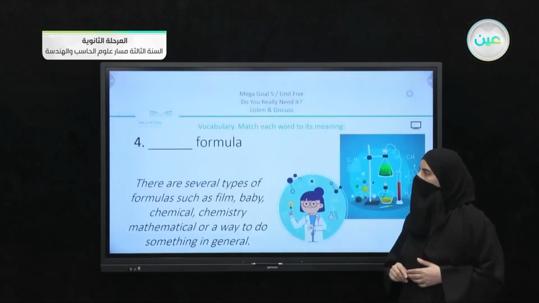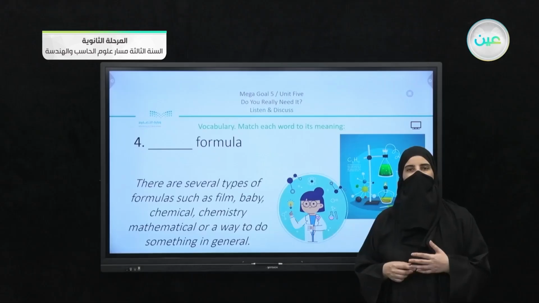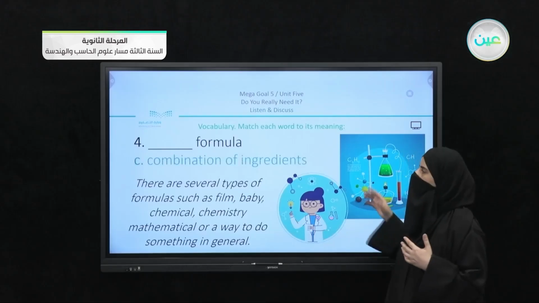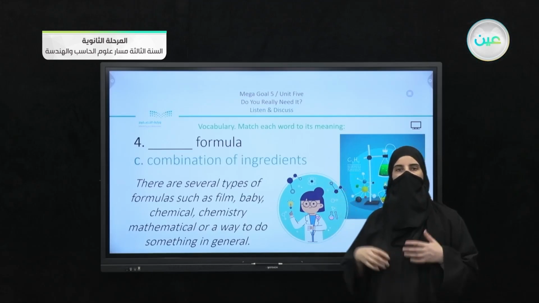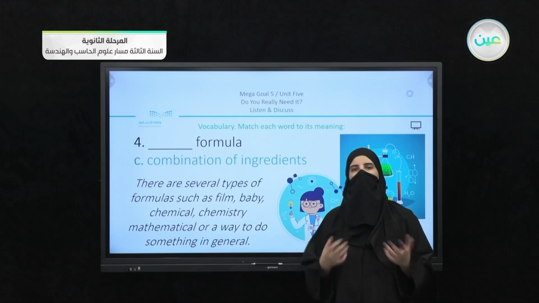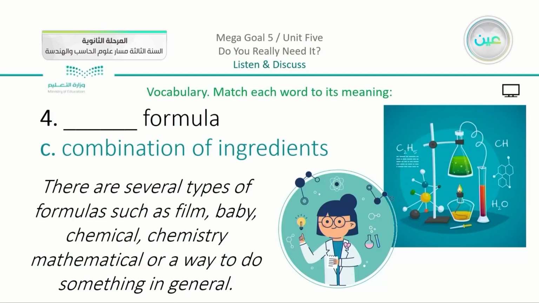Now we have also number 4, formula. There are several types of formulas such as film formulas, baby formulas, chemical, chemistry, mathematical formulas, or a way to do something in general. So we agreed that it's some kind of mixture, or we can say a kind of combination. Now this combination can be of ingredients, or it can be generally a combination. So the answer is going to be formula, C.